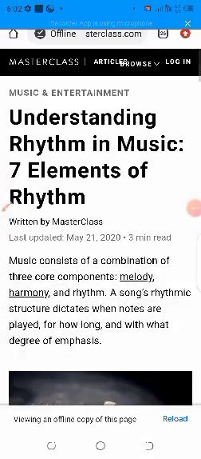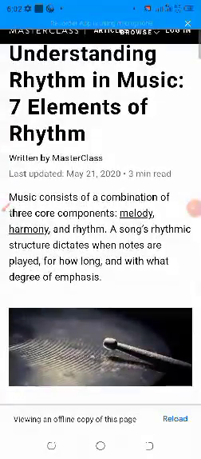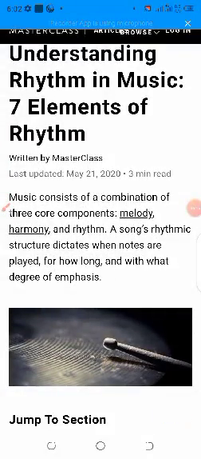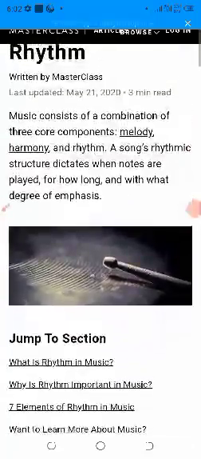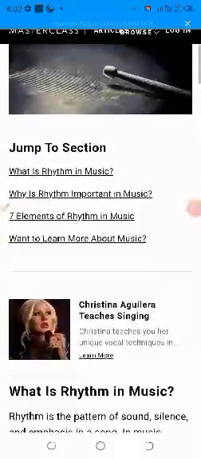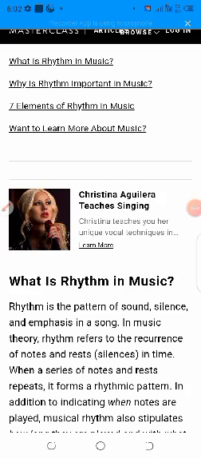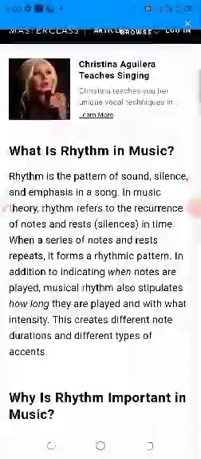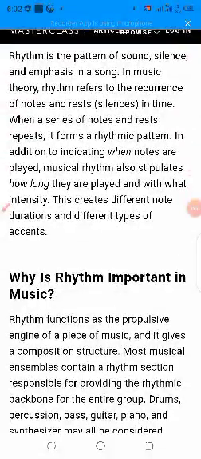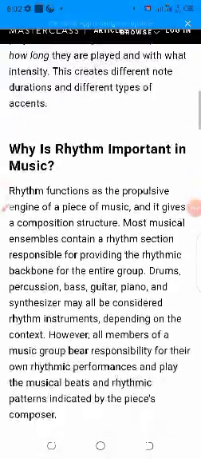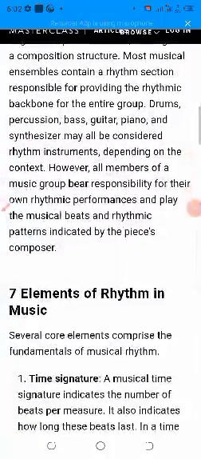Yes, this is it. You need to understand reading. Reading combines so many things to form your melody and harmony. So what is rhythm in music? Rhythm is the pattern of sound and silence, and we are not concerned about the definition or theory now. We want to see how it is applied. Why is it important in music?